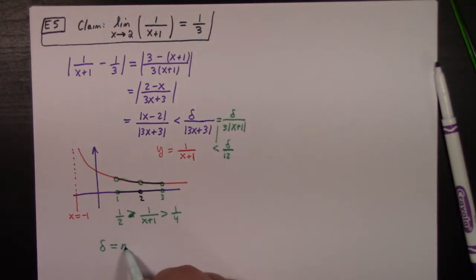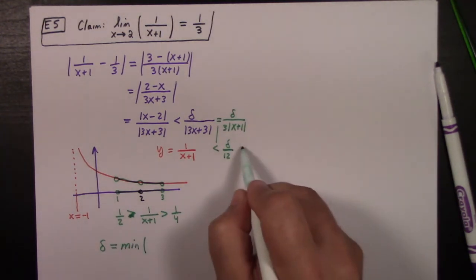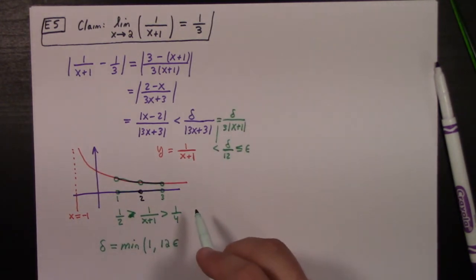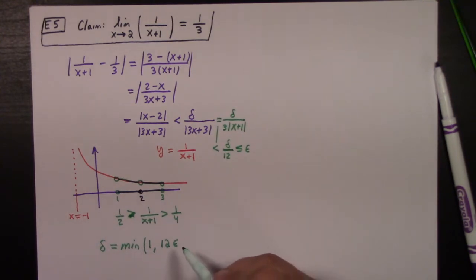So I want to make delta the minimum, because I want this to be less than or equal to epsilon, right? So I want to make delta the minimum of 1 and 12 epsilon, if I haven't made a silly mistake. Huh. It's not what I got when I did this in scratch work. Huh. What did I do? Am I right here or there, I wonder? I've got 6 epsilon in my scratch work.